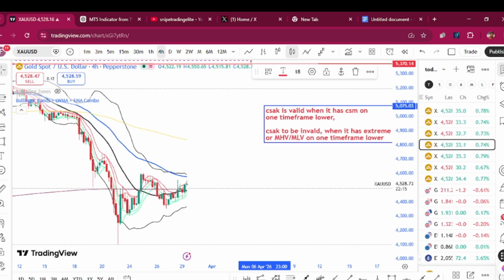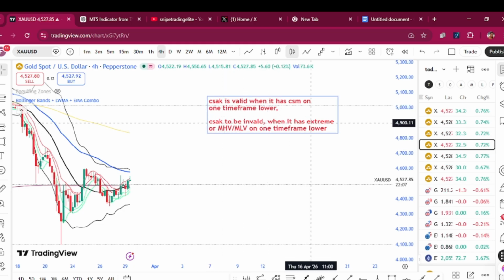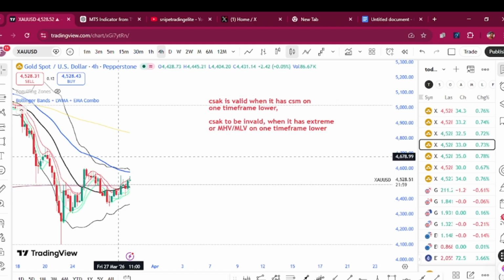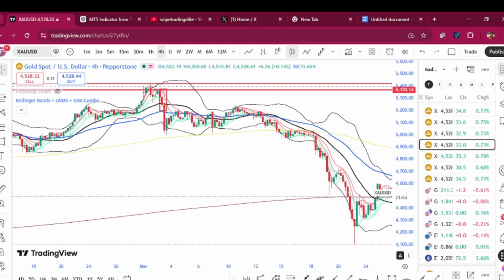So for it to be invalid, you are not going to see a CSM. If you see a CSM one time frame lower, it is valid. But if what you are seeing is an extreme, one time frame lower, or you are seeing MHV one time frame lower, then that CSAK is invalid. It's likely going to fail.